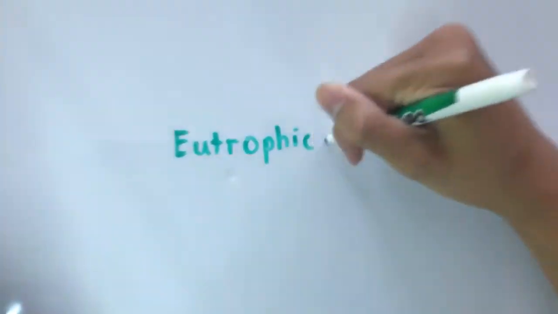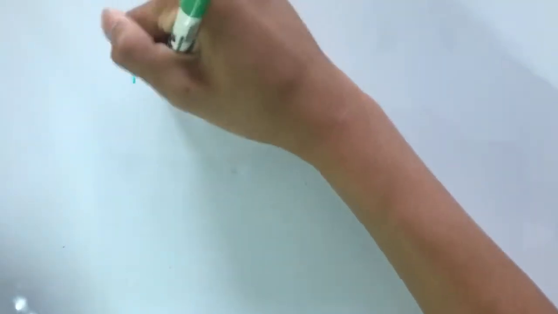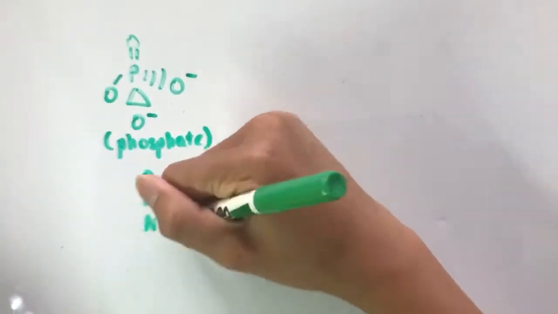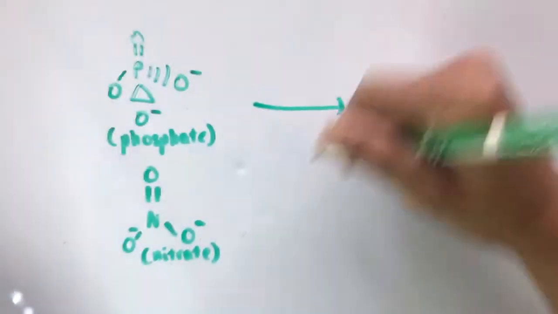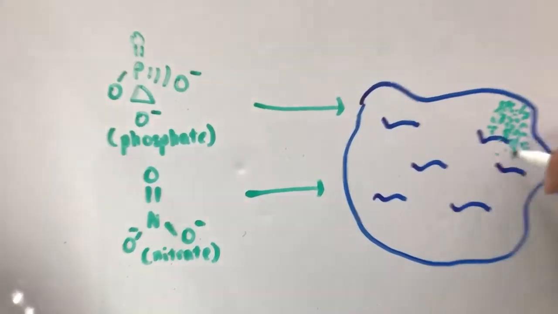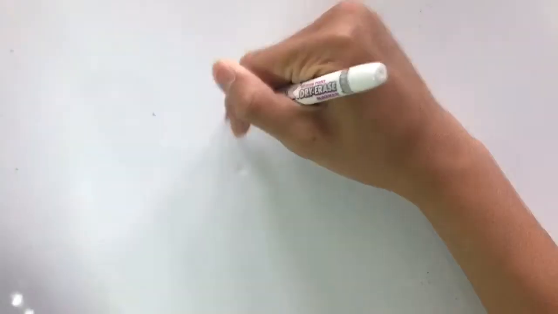Eutrophication. Eutrophication is the process of excessive dumping of nutrients and salts, such as nitrates and phosphates, into bodies of water, such as estuaries and lakes. This process causes the excessive growth of algae and the depletion of the water's oxygen.